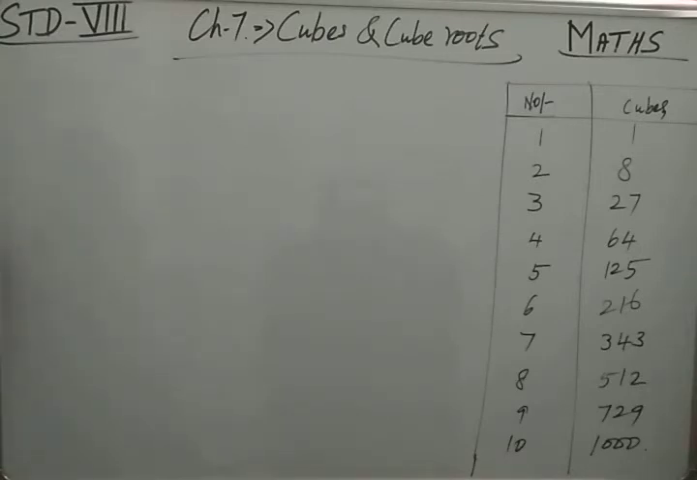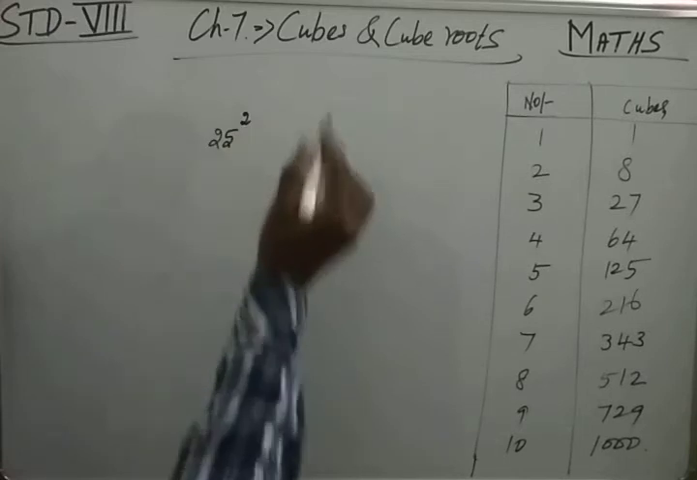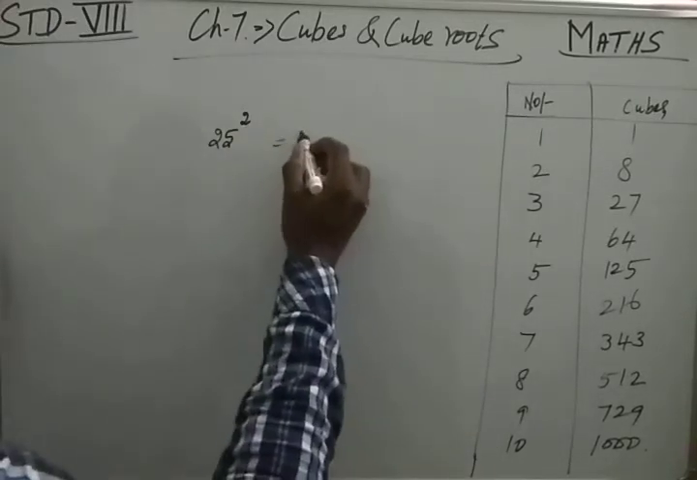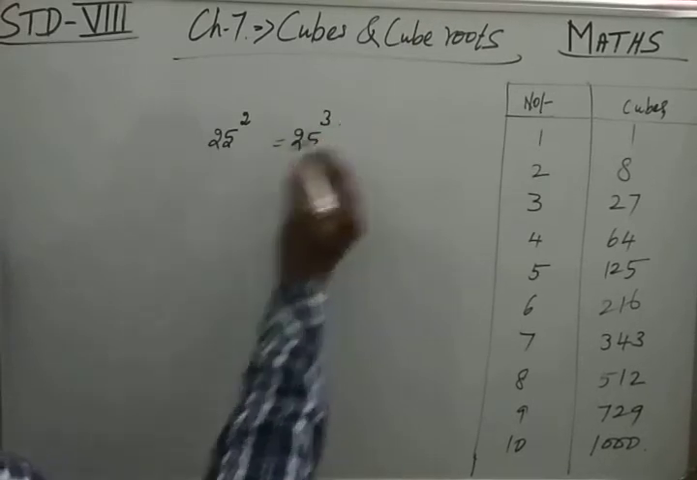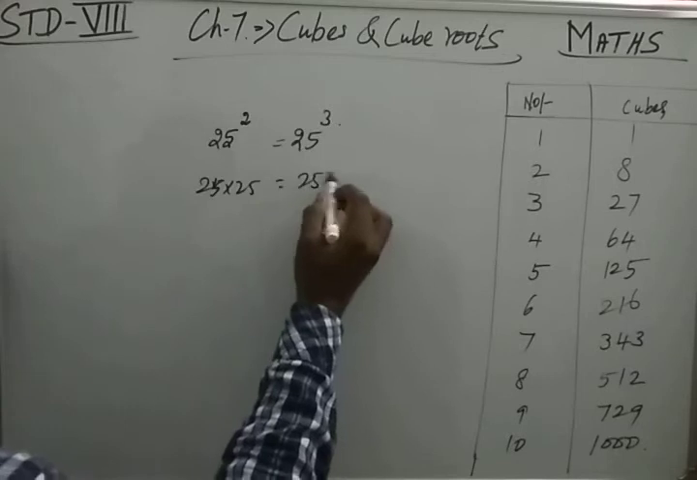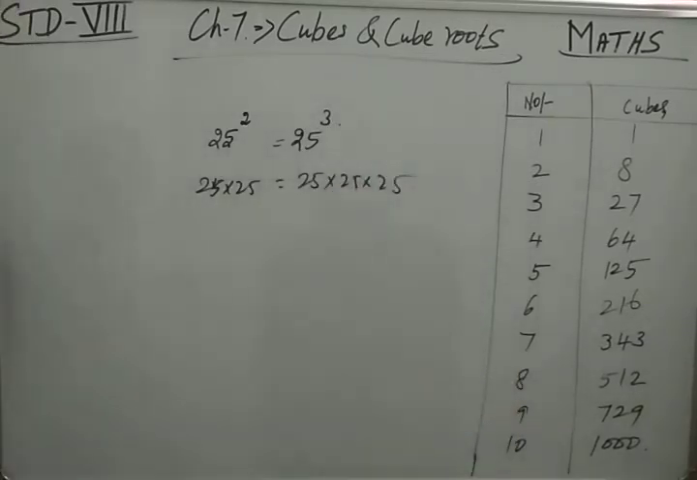If they ask what the square is, you will easily say the value, 25 squared. Same like that, cube means 25 cubed, because we multiply 25 into 25 into 25. Three times we are going to multiply. That is the cube.